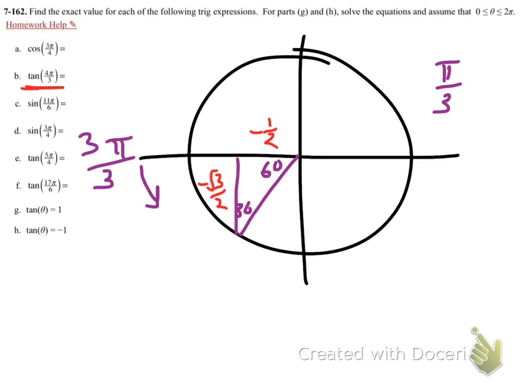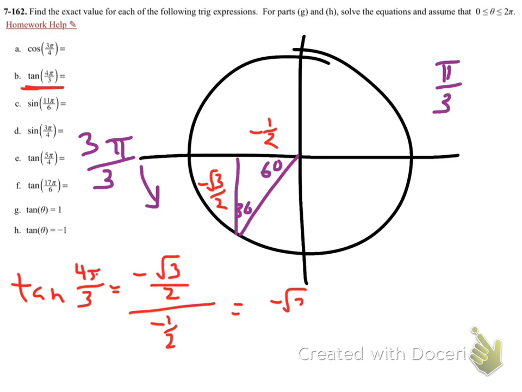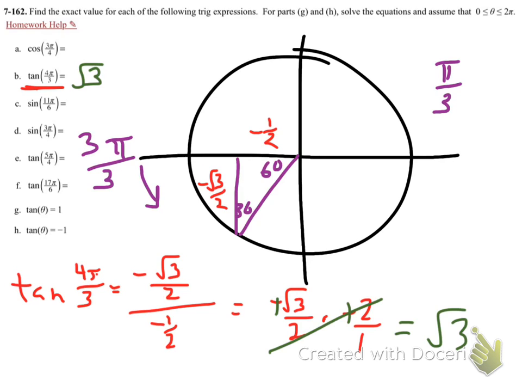So for tangent, tangent is the ratio of the opposite, or the sine value, divided by the adjacent, or the cosine value. So instead of dividing by a fraction, I set this up as my numerator times the reciprocal of my denominator. 2 negatives make a positive. 2 divided by 2 makes a giant 1. So I get a positive square root of 3. So problem B equals then square root of 3.